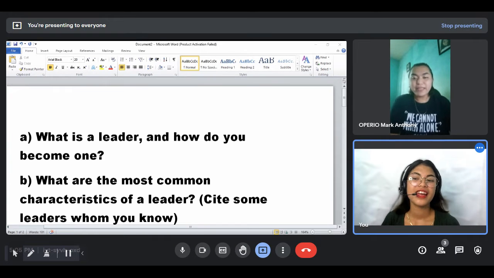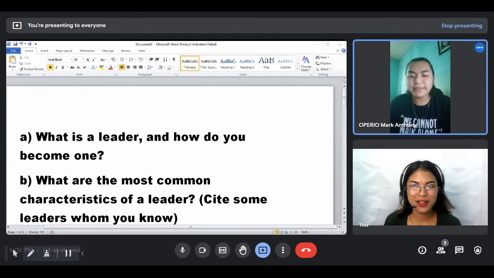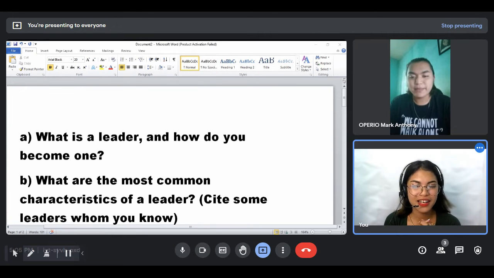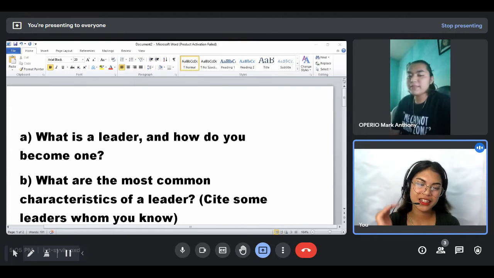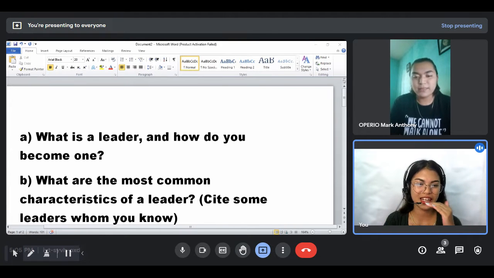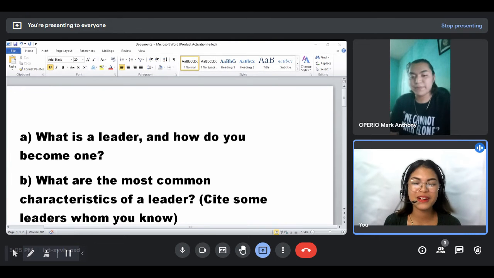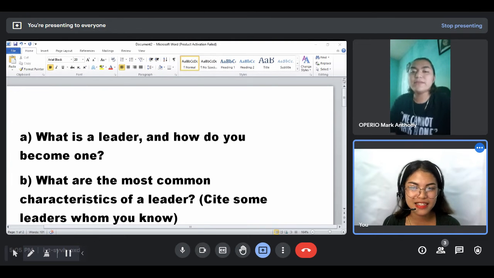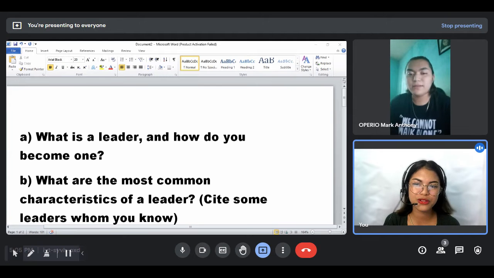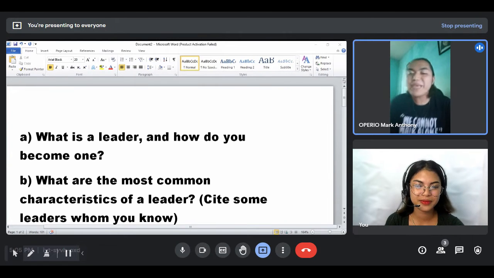I will be reading the A question, and you will be reading the B question, so we alternate. Letter A: What is a leader and how do you become one? Letter B: What are the most common characteristics of a leader? Cite some leaders whom you know.